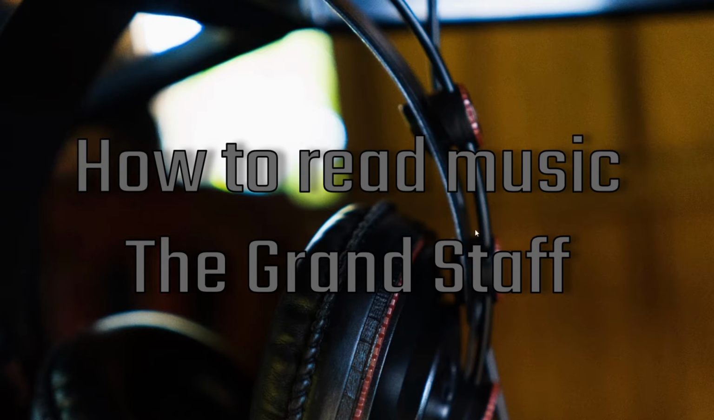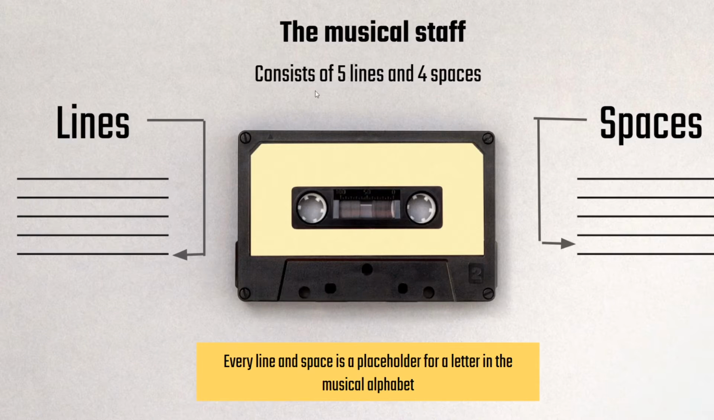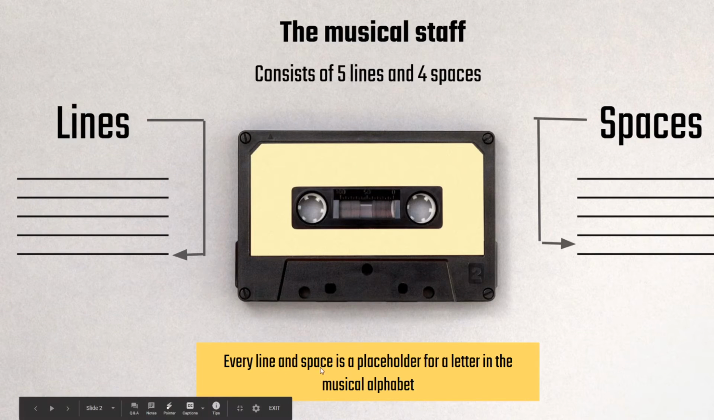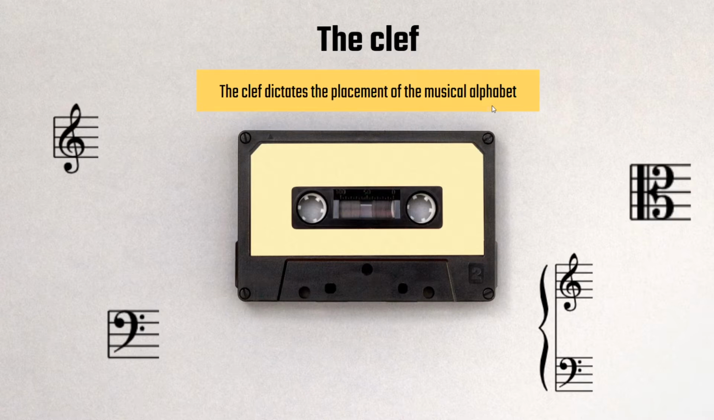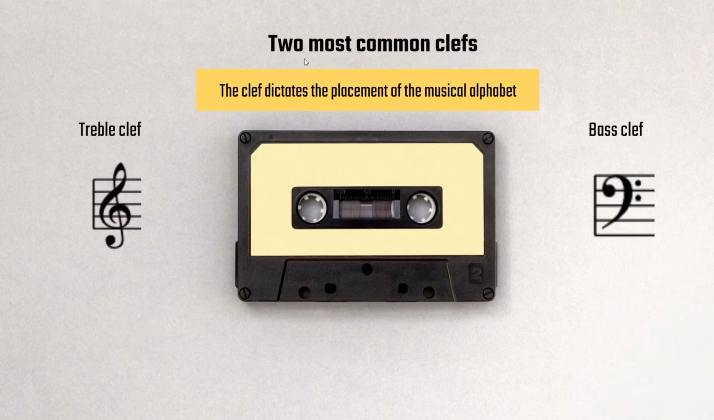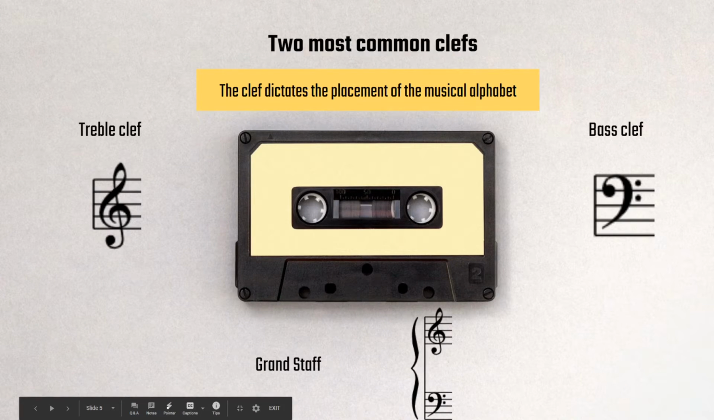And it is finally time for us to learn how to read music on the grand staff. So let's go ahead, let's dive right in. Let's review. Our musical staff consists of 5 lines and 4 spaces. Every line and every space is a placeholder for a letter in the musical alphabet. The clef dictates the placement of the musical alphabet on the staff. And the 2 most common clefs are treble clef and bass clef. And when you combine them together, you create the grand staff, which is what we are about to get into.